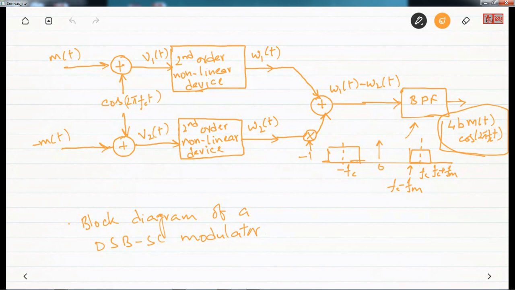Yeah, so that is one modulator, one double sideband suppressed carrier modulator built using nonlinear devices.